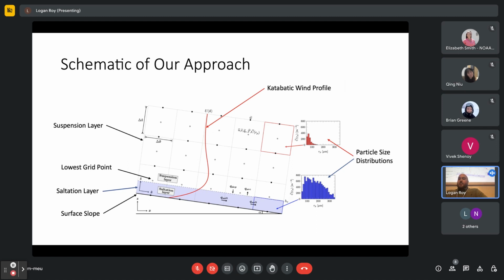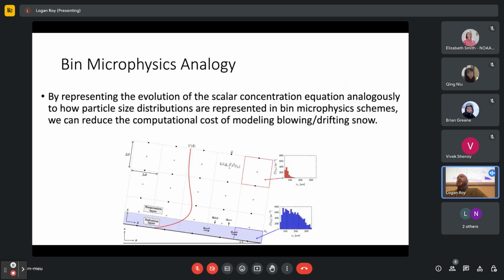The last thing on here is particle size distributions. This is an important idea, as we're going to be leveraging some cloud microphysics analogies in how we handle these particle concentrations. I'll go into more detail on the next slide. By leveraging the evolution of the scalar concentration equation in the same way that we handle particle size distribution in cloud microphysics schemes, we can reduce the computational cost of doing these models. This is another one of my favorite economies of these simulations.